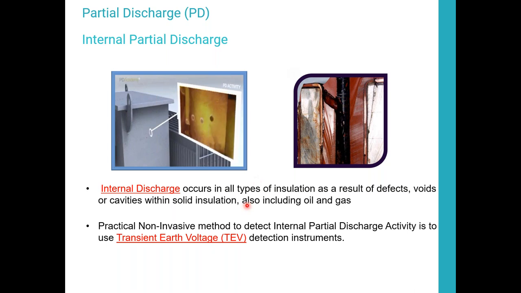Now, for internal partial discharge, one very useful method of testing is transient earth voltage, which we'll talk about in a little bit. Transient earth voltage is produced during the breakdown of a solid insulator. So when we start talking about testing methods, one of them we're going to talk about is the transient earth voltage test, which is a capacitive coupled test. And that's indicative of an internal partial discharge.